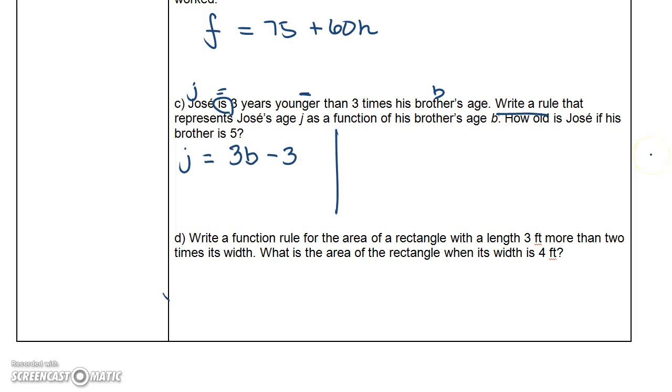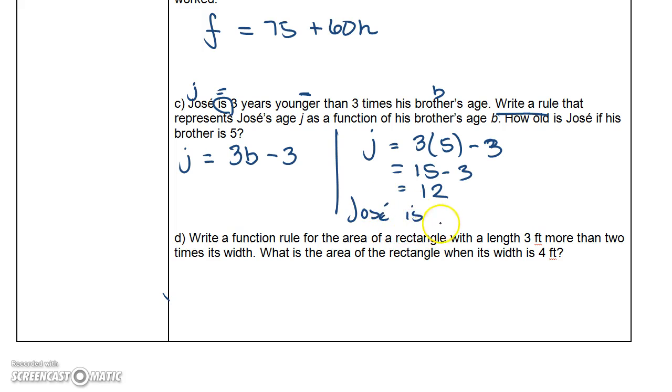The second part is, so part 2. How old is Jose if his brother is 5? Well, J is equal to 3 times 5 minus 3. A little bit of subtraction and multiplication. So 3 times 5 is 15 minus 3, which would be 12. So Jose is 12 years old.